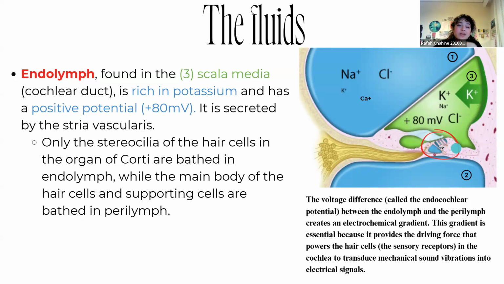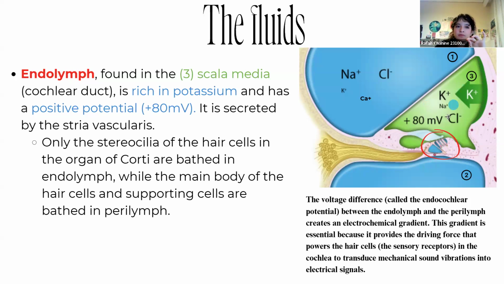Nice. Now, the only thing in the scala media that is special technically is the fact that the stereocilia, which we will get into more detail about later on, are a very integral part of the organ of Corti, which we previously mentioned. These stereocilia are not full of endolymph. No, they are full of perilymph, okay? And that is just the way that it is, anatomically speaking, okay?